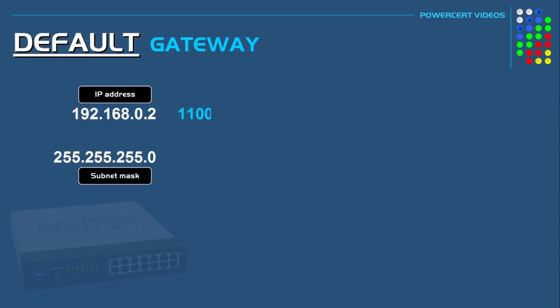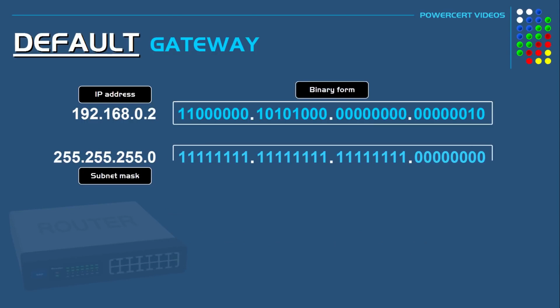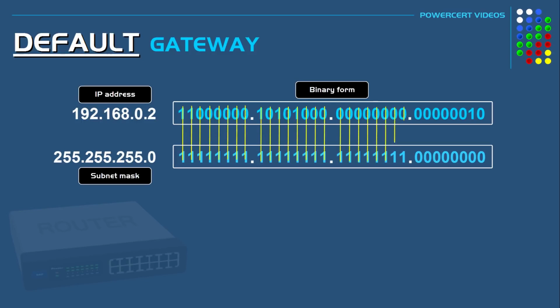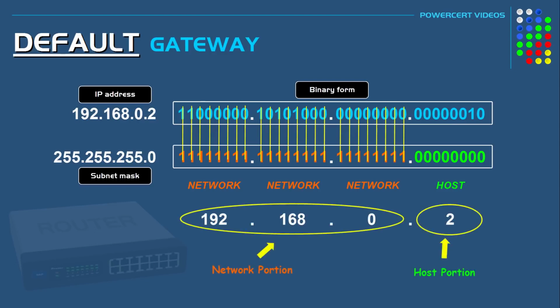So here we have the IP address and subnet mask in binary form. The way to tell which portion of this IP address is the network portion is when the subnet mask binary digit is a 1, it will indicate the position of the IP address that defines the network. So we'll cross out all the digits in the IP address that line up with the ones in the subnet mask. When you do this, it will reveal that the first 3 octets, or sets, are the network portion, and the remaining is the host portion.